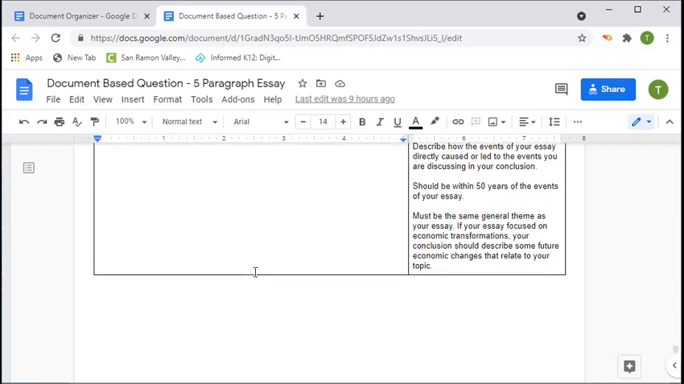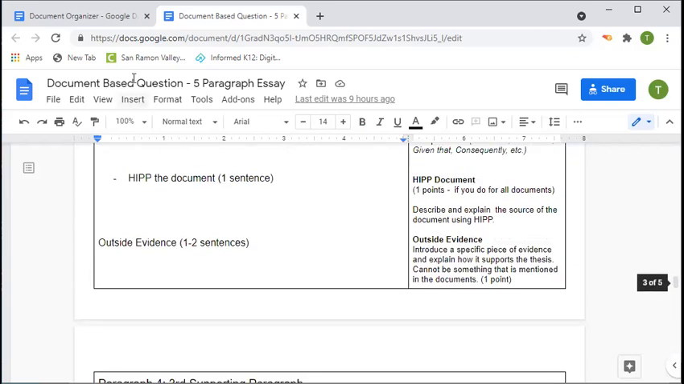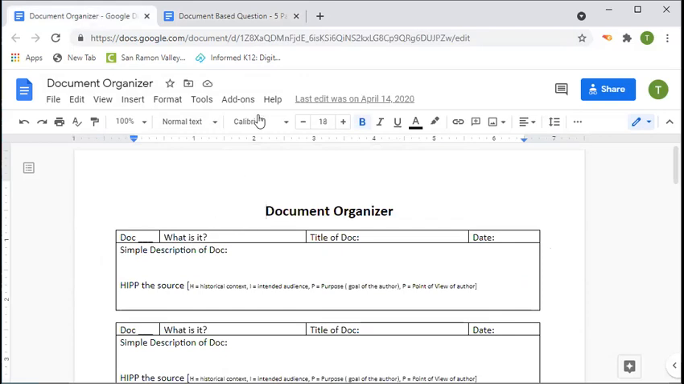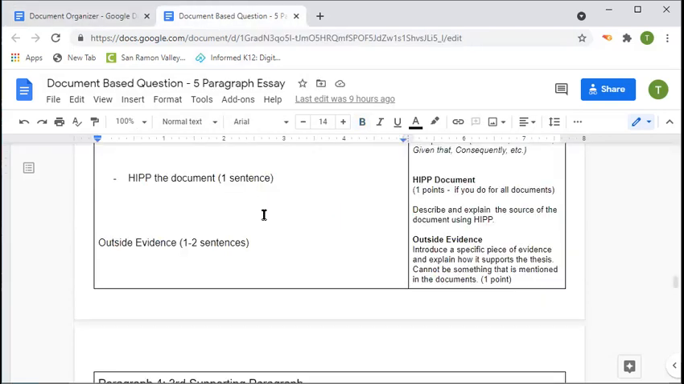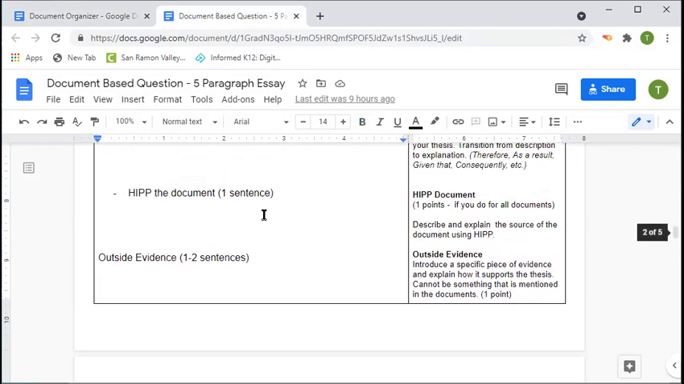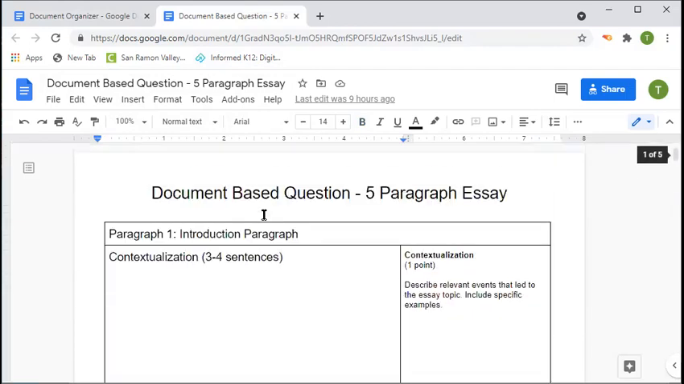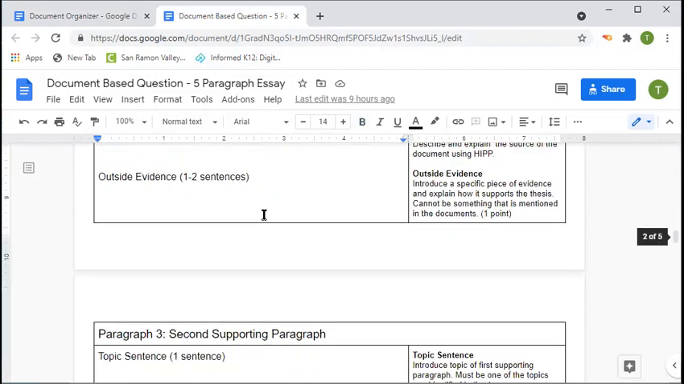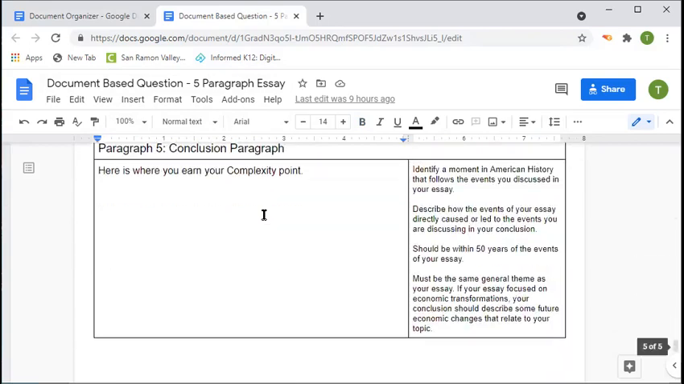But this is basically me showing you what I expect of you when I want you to do a document organizer and then the outline for the DBQ. I'm going to have you do one of these each week during review. Okay. And then on one of them, we'll turn it into a full-blown written SAQ.